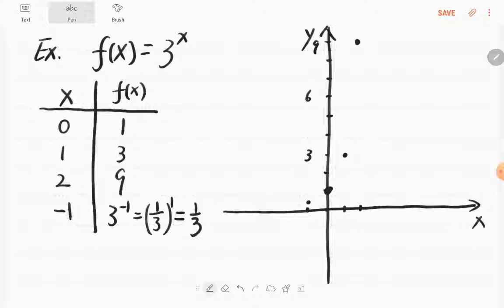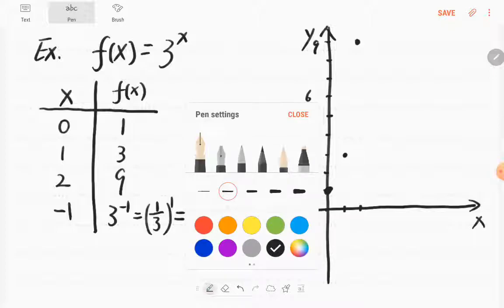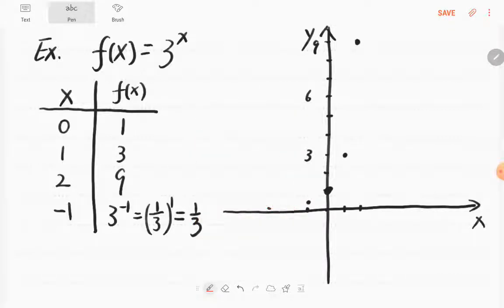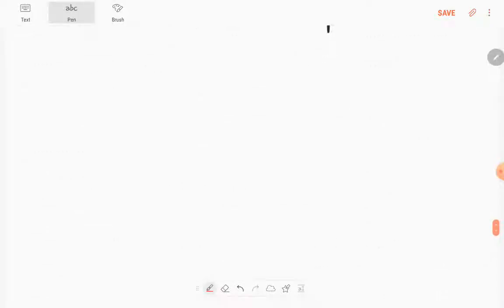So let's connect these points, using some smooth curve. I use a different color to help you understand. We connect them using a smooth curve, so this is our graph. Okay. You can see another graph.